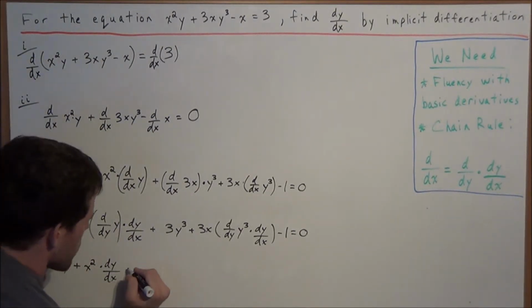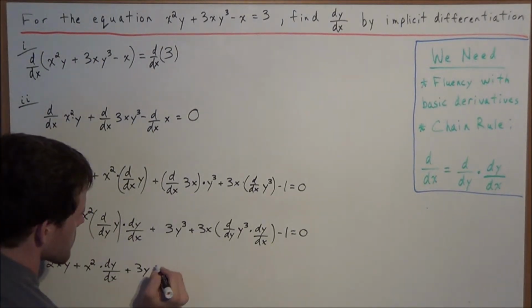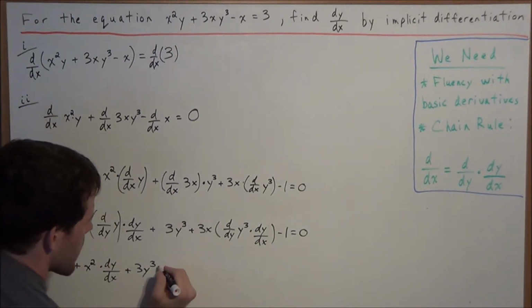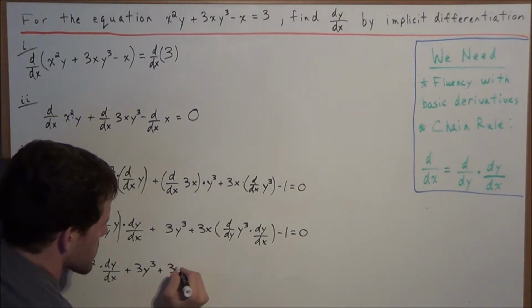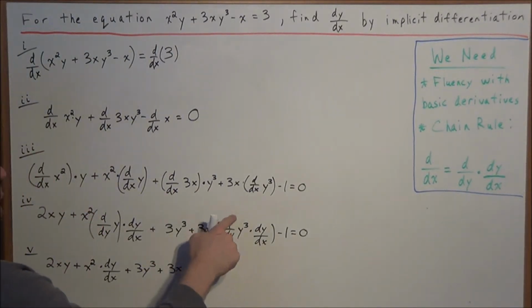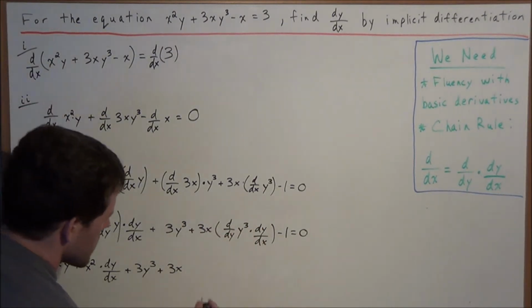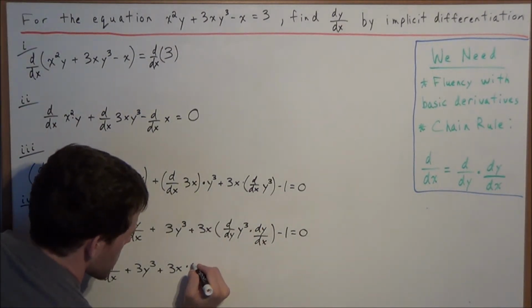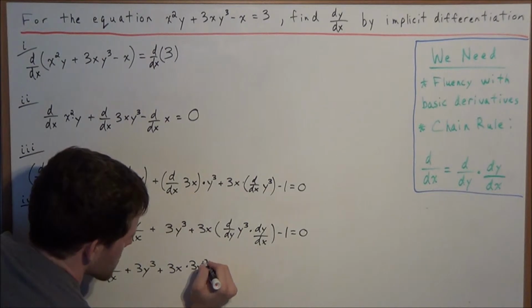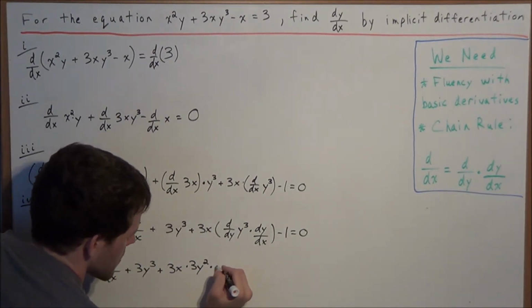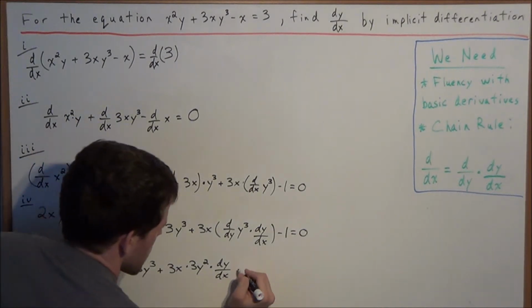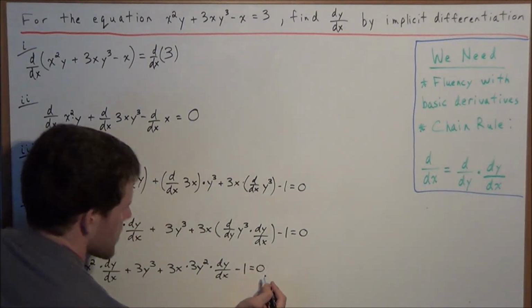And now we're adding 3y cubed. And we're adding 3x. And now the derivative with respect to y of y cubed is 3y squared. So we're multiplying by 3y squared times dy/dx. Minus 1 equals 0.